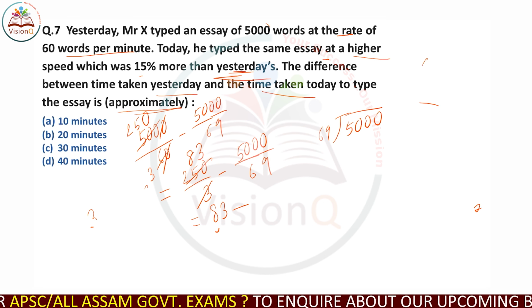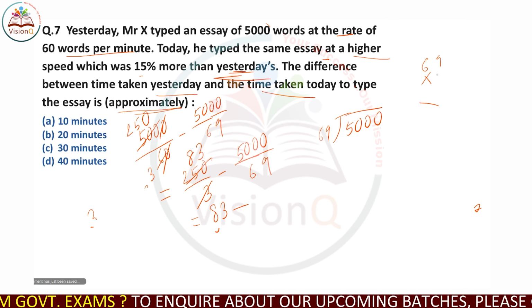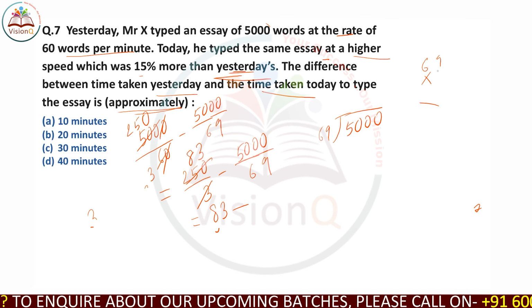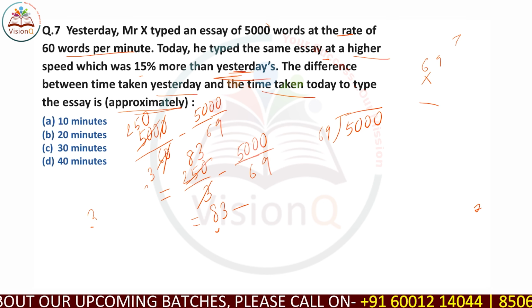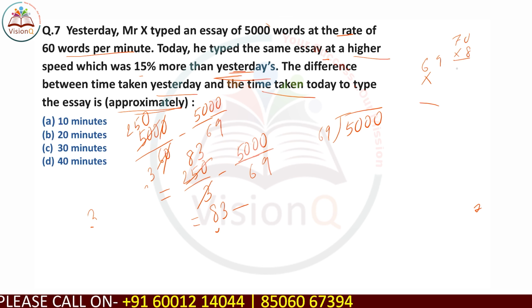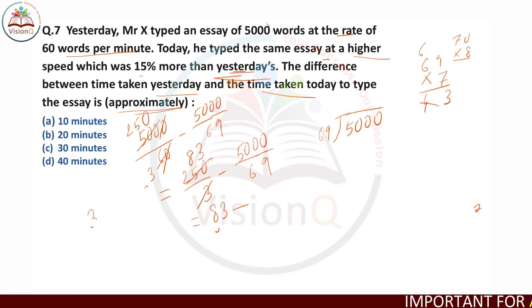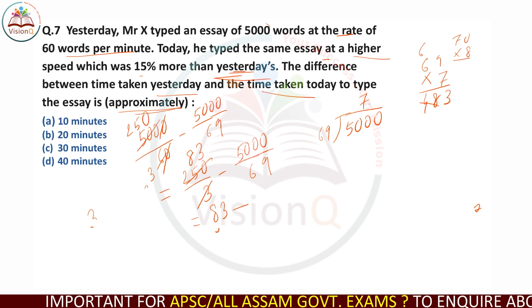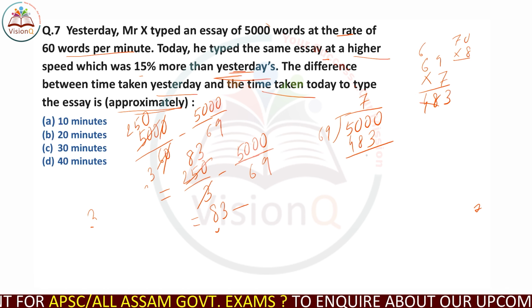69 into 5 is how much? If I take this 69 as 70, suppose, 70 into 8 is how much? 560. 70 into 7 is how much? 490. So it will be 69 minus 7 only. So 9 7s are 63, 483. So 69 7s are how much? 483.